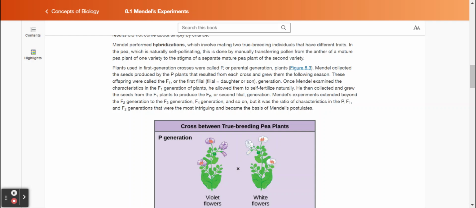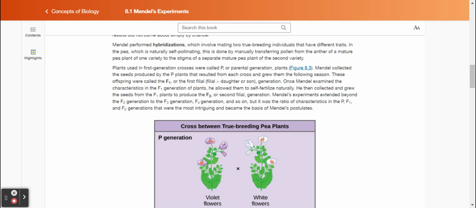Mendel performed hybridizations, which involve mating two true breeding individuals that have different traits. In the pea, which is naturally self-pollinating, this is done by manually transferring pollen from the anther of a mature pea plant of one variety to the stigma of a separate mature pea plant of the second variety. Plants used in first-generation crosses were called P, or parental generation plants.